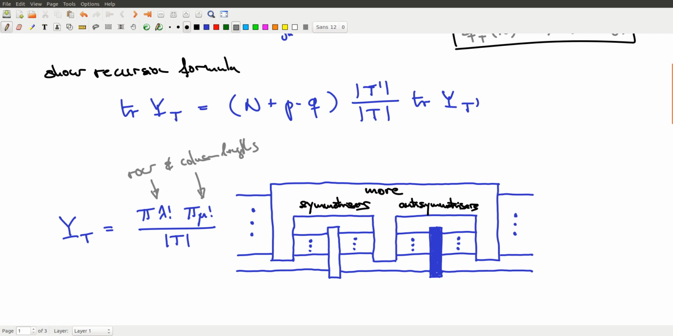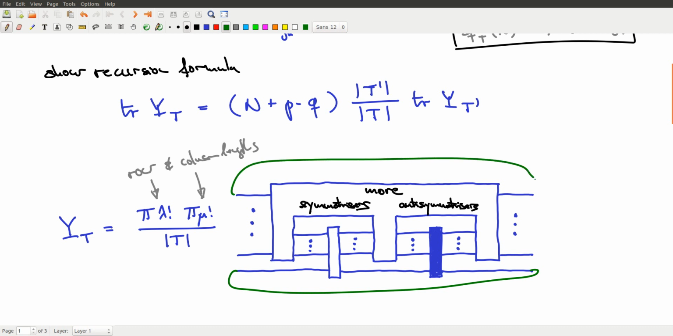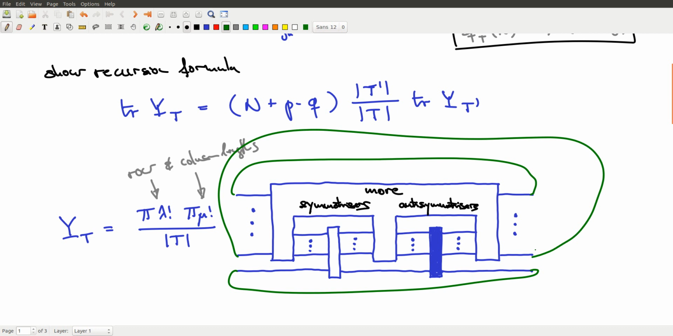Okay, in order to calculate the trace, we have to connect the lines. Last line to the last line, first line on the left to the first line on the right, and so on and so on. So this would be the trace of this Young operator.